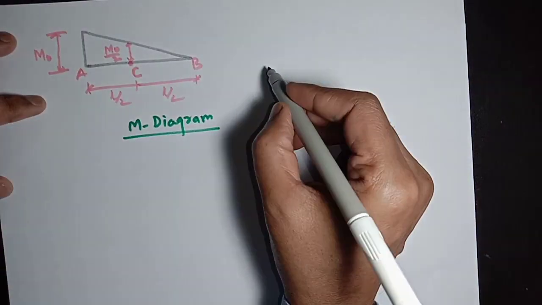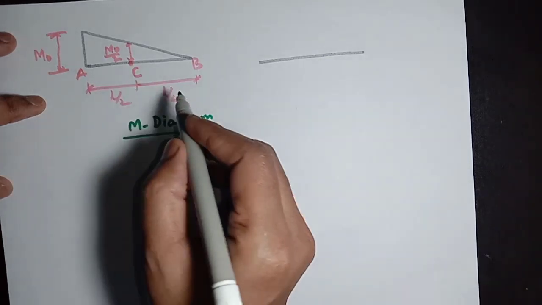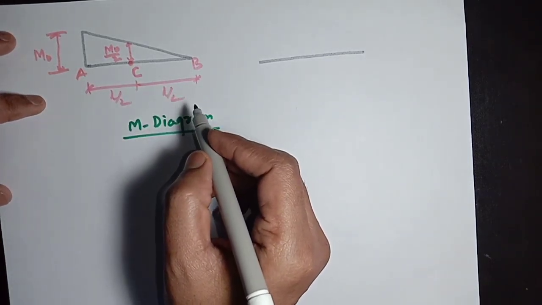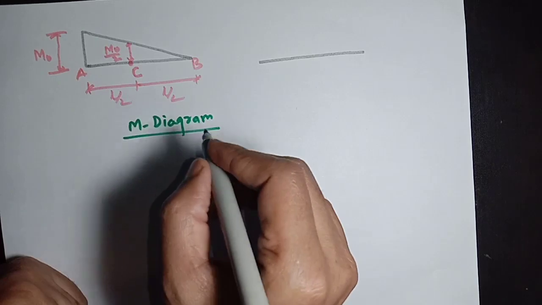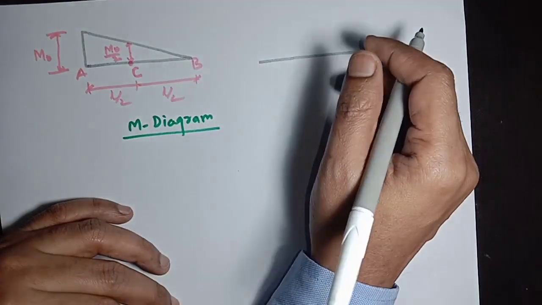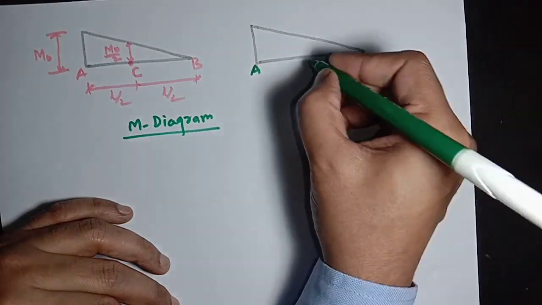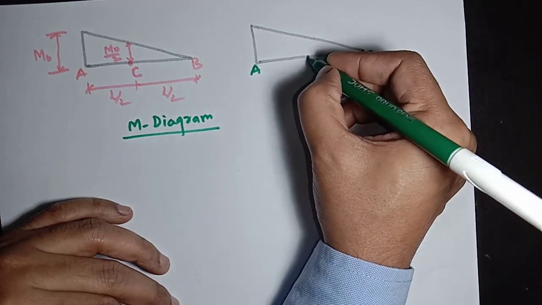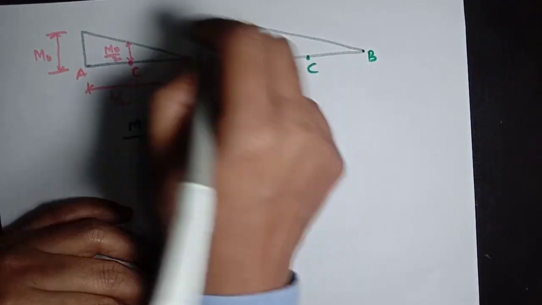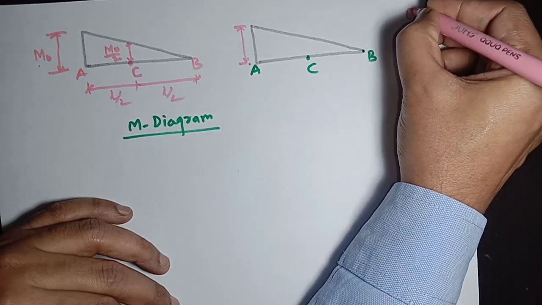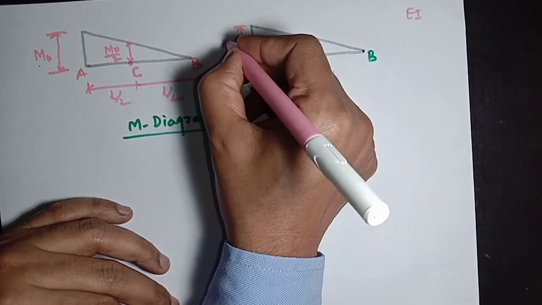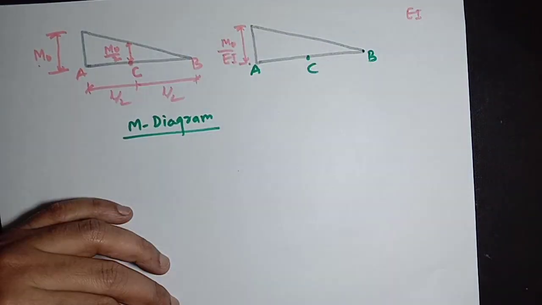Now the M over EI diagram we are drawing here. Since the M over EI diagram is drawn by dividing every y coordinate of this M diagram by a constant value of EI, its profile will be the same, but the values will be somewhat less in the M over EI diagram. So here the profile will be the same. This will be the point A, this point will be B, and this will be the point C. And here, as we are going to divide M0 by the constant value of EI, the flexural rigidity, to form the M over EI diagram, it will be M0 divided by EI.